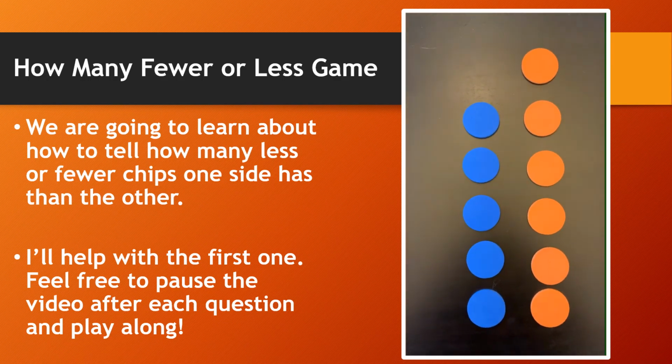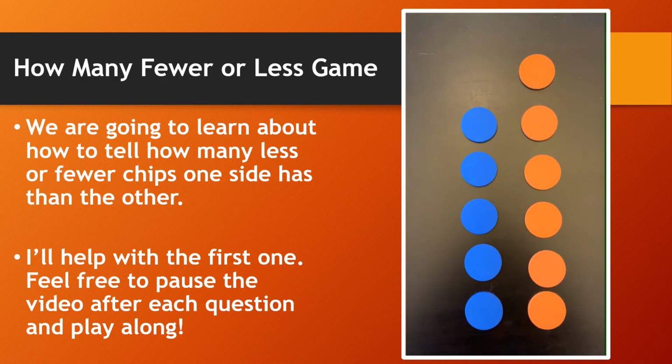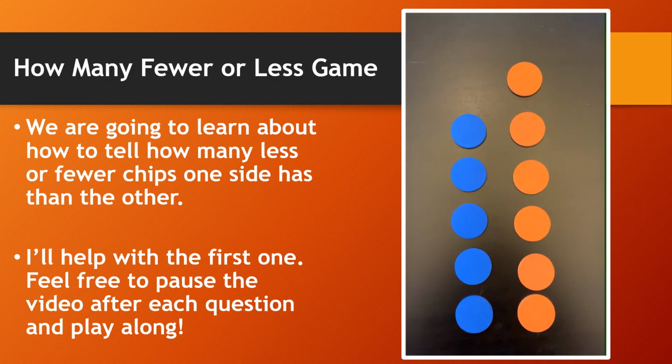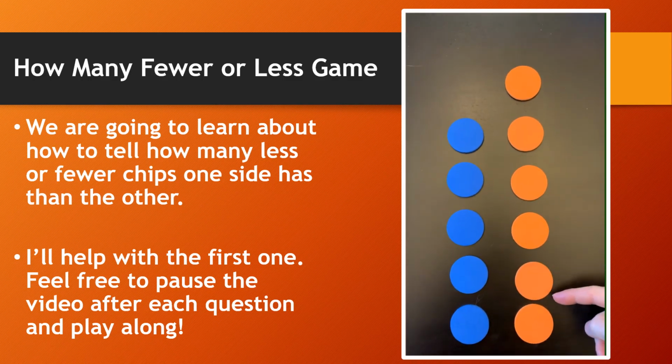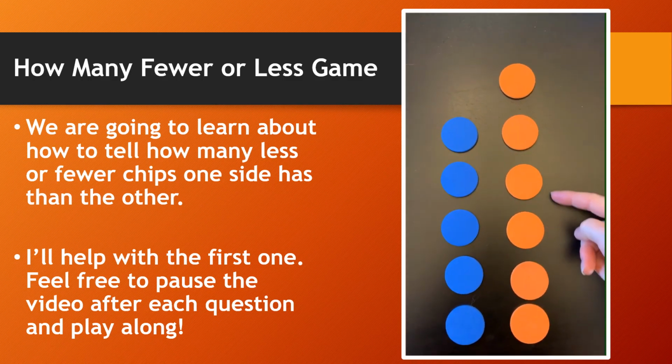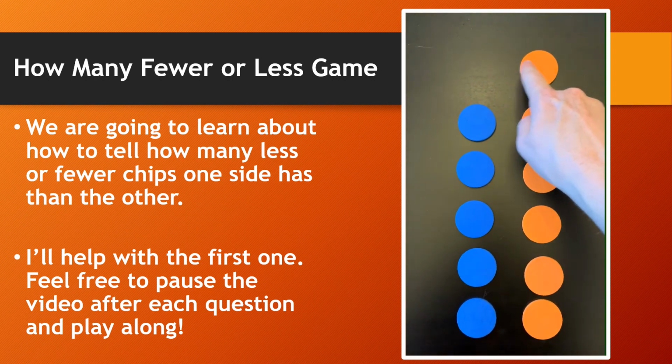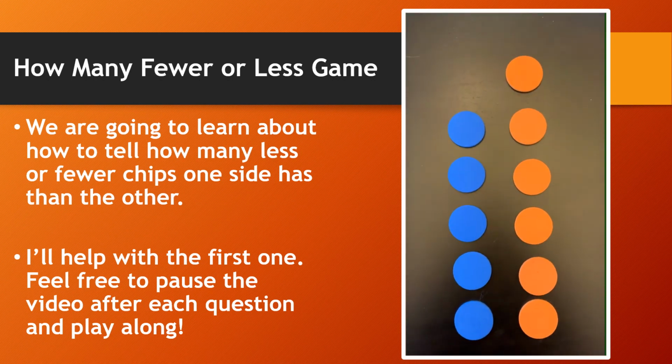How many fewer or less does the blue side have? Pause and count. You are correct if you said the blue side has 1 less than the orange side. You can see they both have 1, 2, 3, 4, 5, but the blue side has 1 less. New challenge.